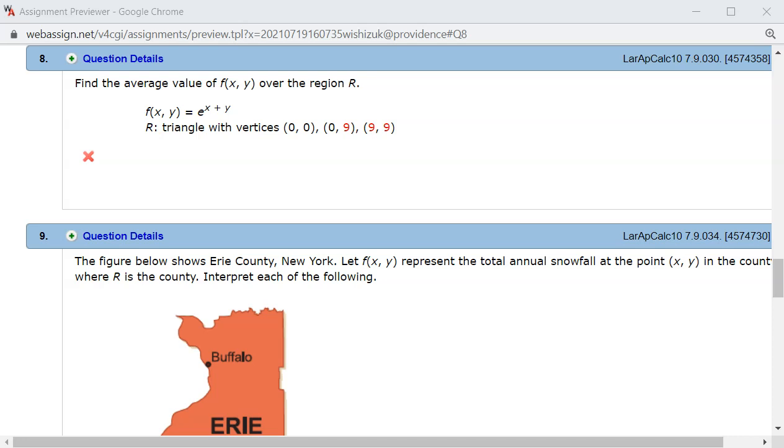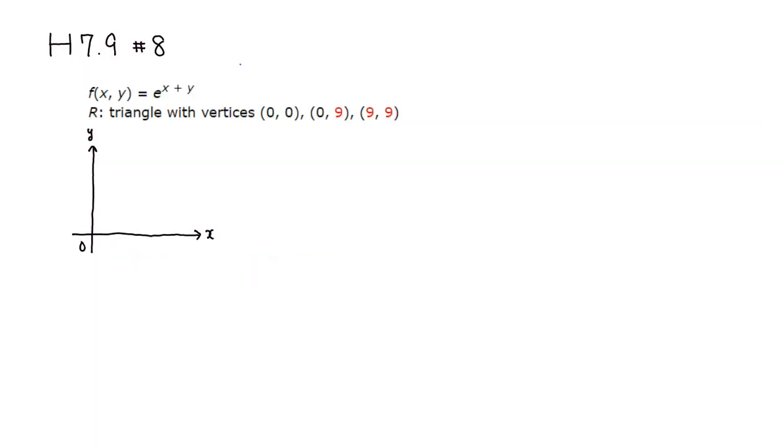All right, let's look at homework 7.9, problem number 8. We want to find the average value of the given function e to the x plus y over the triangular region with vertices (0, 0), (0, 9), and (9, 9). All right, so let's do that.